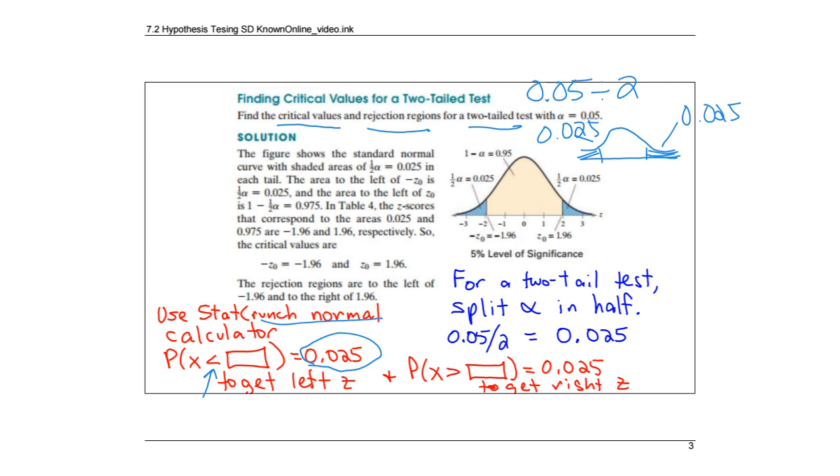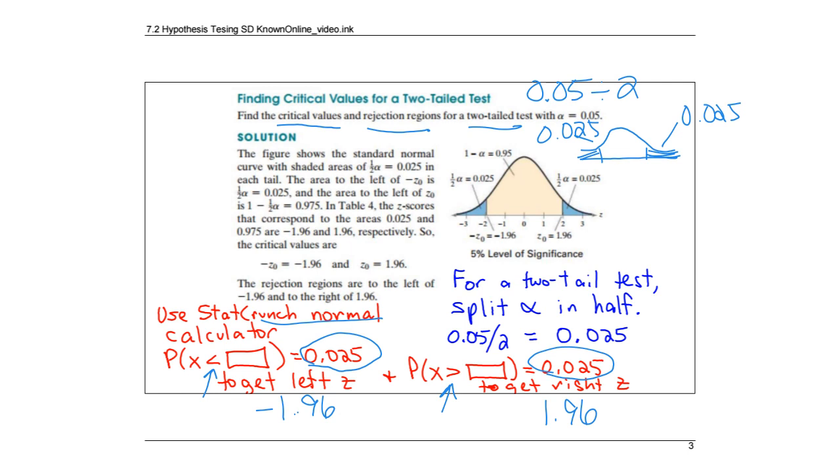When I do that, I'm going to get negative 1.96. That looks familiar. And then on the other side, I'm going to go to the right, still put my area of 0.025, and this time I'm going to get a z-score of 1.96. Okay, so those are my two critical values.